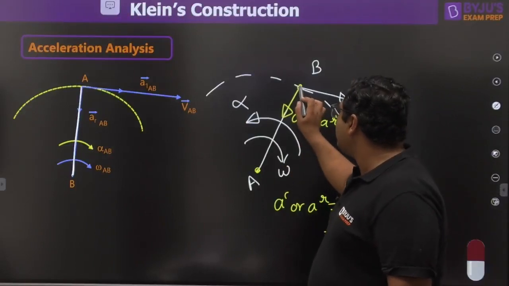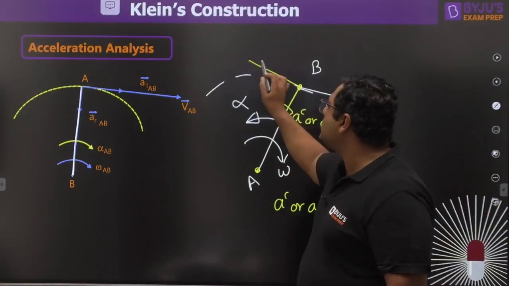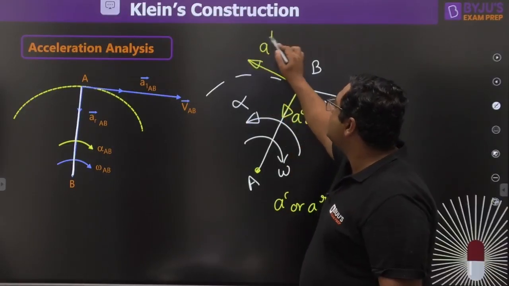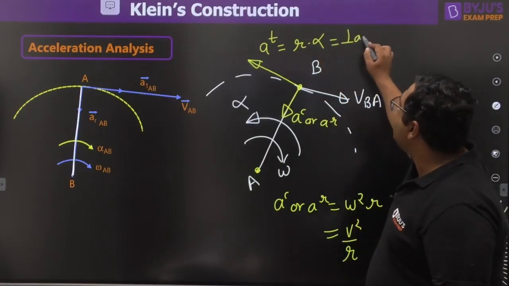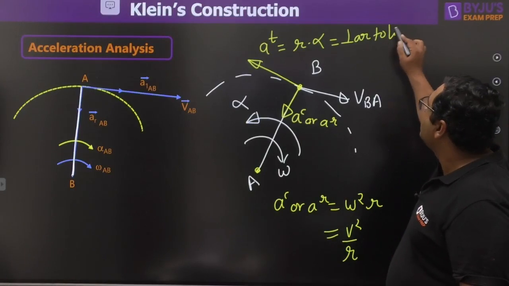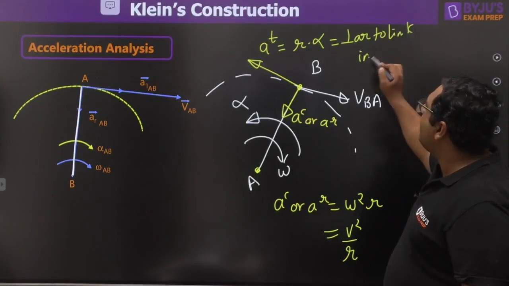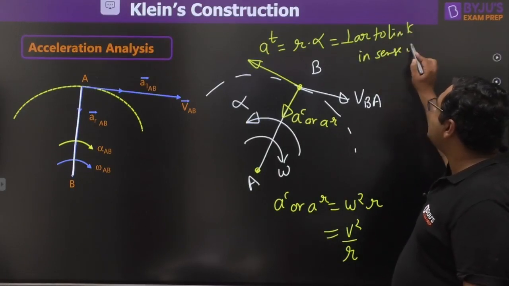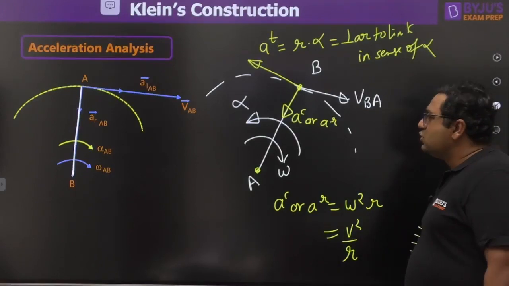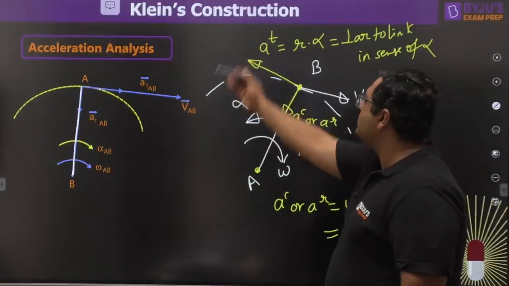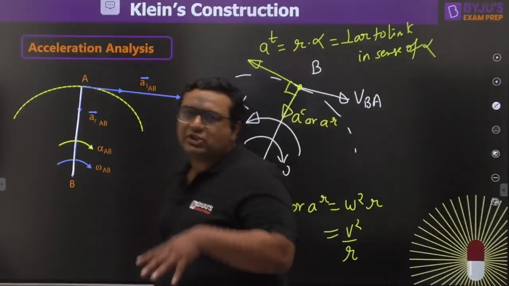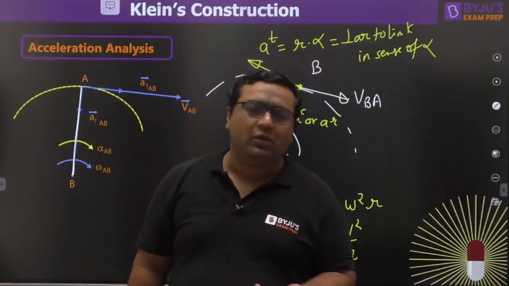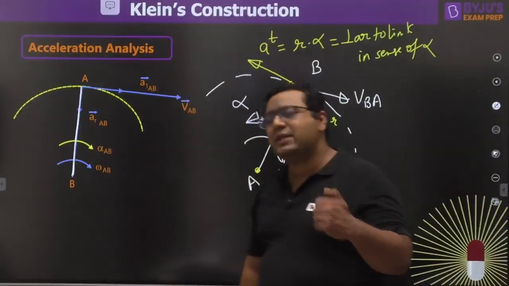And the second acceleration, my dear, which is going to be tangential acceleration, it is given as r alpha. It is always perpendicular to the link, in the sense of alpha. So you can see alpha is like this, so acceleration is like this, and both are perpendicular to each other. So any link in general can have two accelerations, that is radial and tangential.